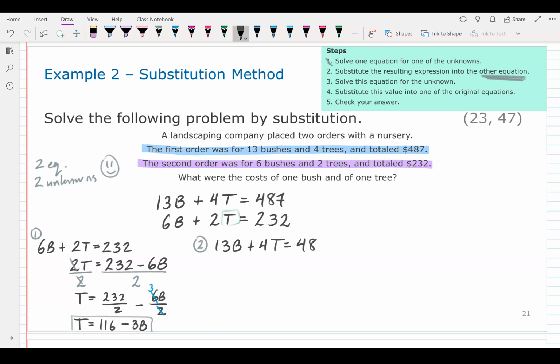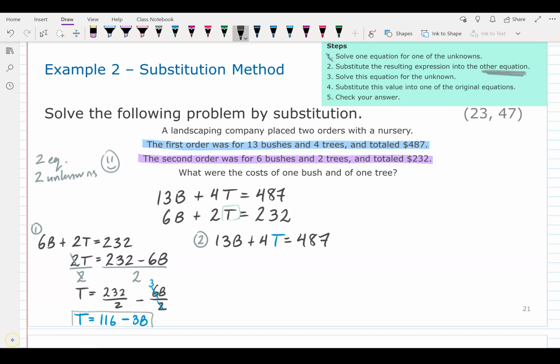And once again, I'm going to color code the t's here so you can see where my head is. And now I have 13b plus 4 times our t, and we know that t is 116 minus 3b equals 487. And now I've got only b left to solve for. Once again, you can fast forward, jump forward if you don't want to watch me solve this.